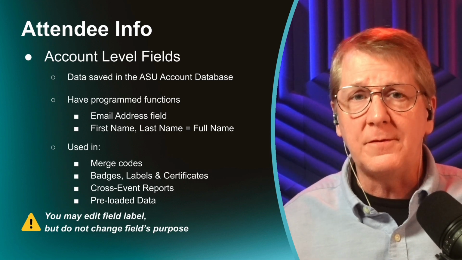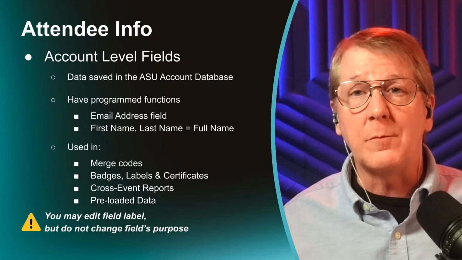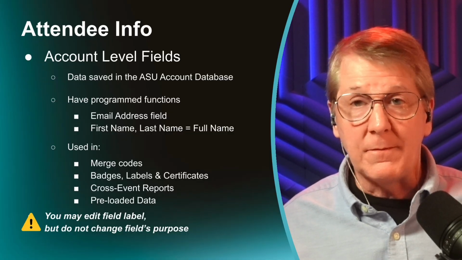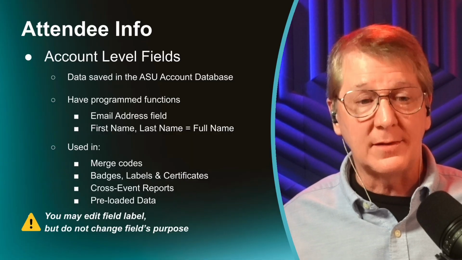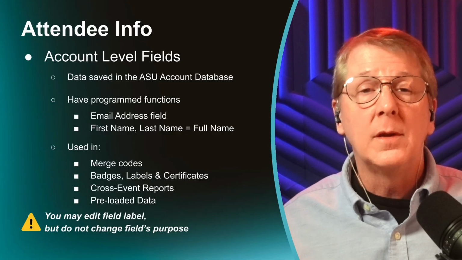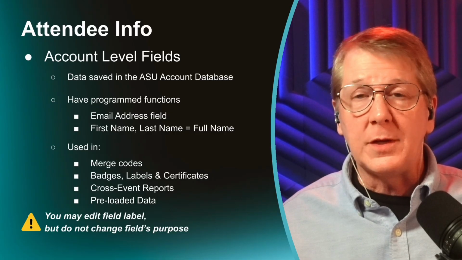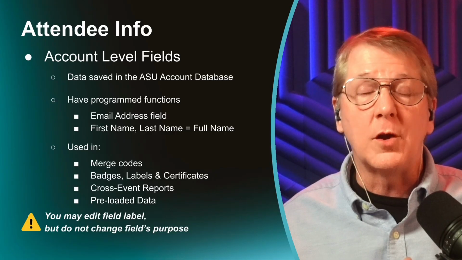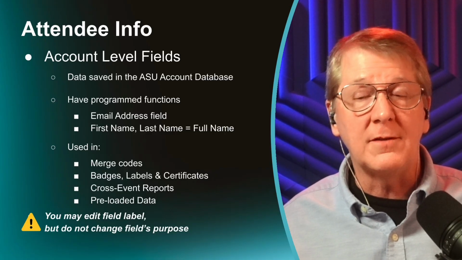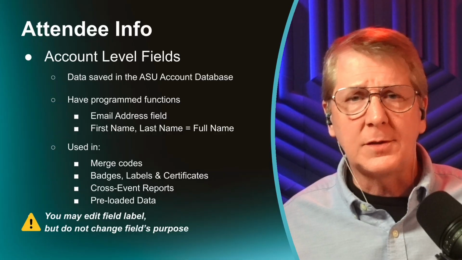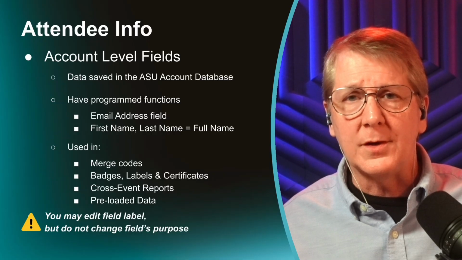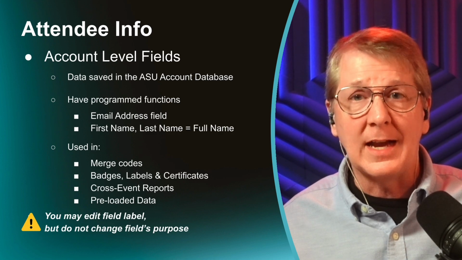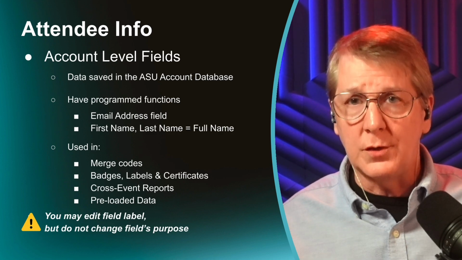Now, account level fields automatically have merge codes created in the system for that use. So the first name field can be used in an email, so it says Dear First Name, right? They can also be used in badges, labels, and certificates when you create them. They can also be accessible in what's called cross event reports. If you've ever explored the system under the hidden menu, there is under registrations a cross event report. You want to find where an attendee is and how many different events they've gone to, you can do that through the cross event reports.